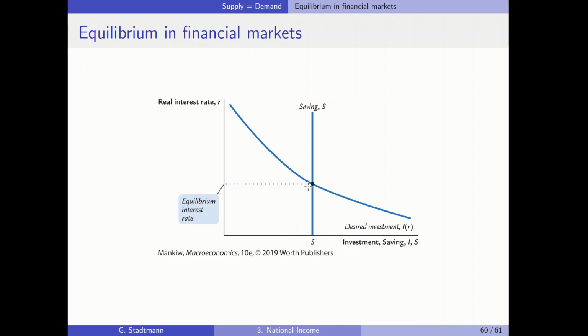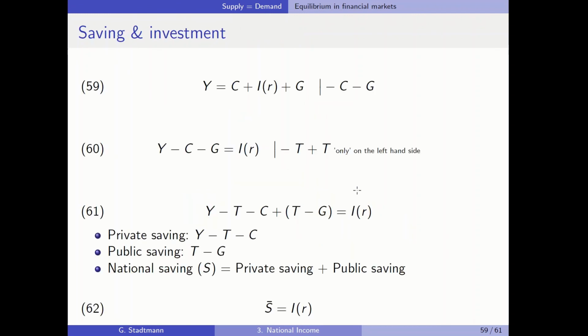We can also use this diagram in order to discuss some shocks. What happens if government spending increases? We have to find out whether government spending is included in this relationship or in that relationship. Is government spending included in savings or is it included in investment? And in which direction does the one or the other curve shift?